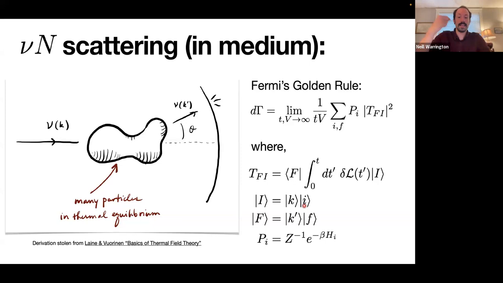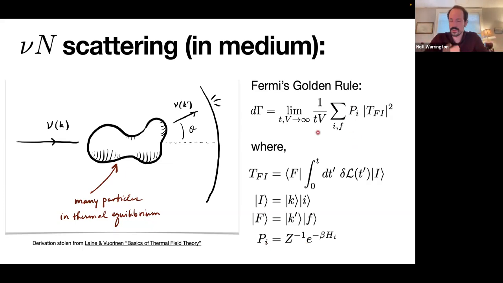So state I is the ith eigenstate of the Hamiltonian. This is some crazy state which we could never possibly write down. It's a many-body state of a strongly interacting theory. But we're assuming that the system began in state I, and it's going to go to state F, which is a neutrino with momentum K prime, and it's in some final state. Now, the p_i's that are appearing in this sum is just a Boltzmann factor for being in equilibrium.